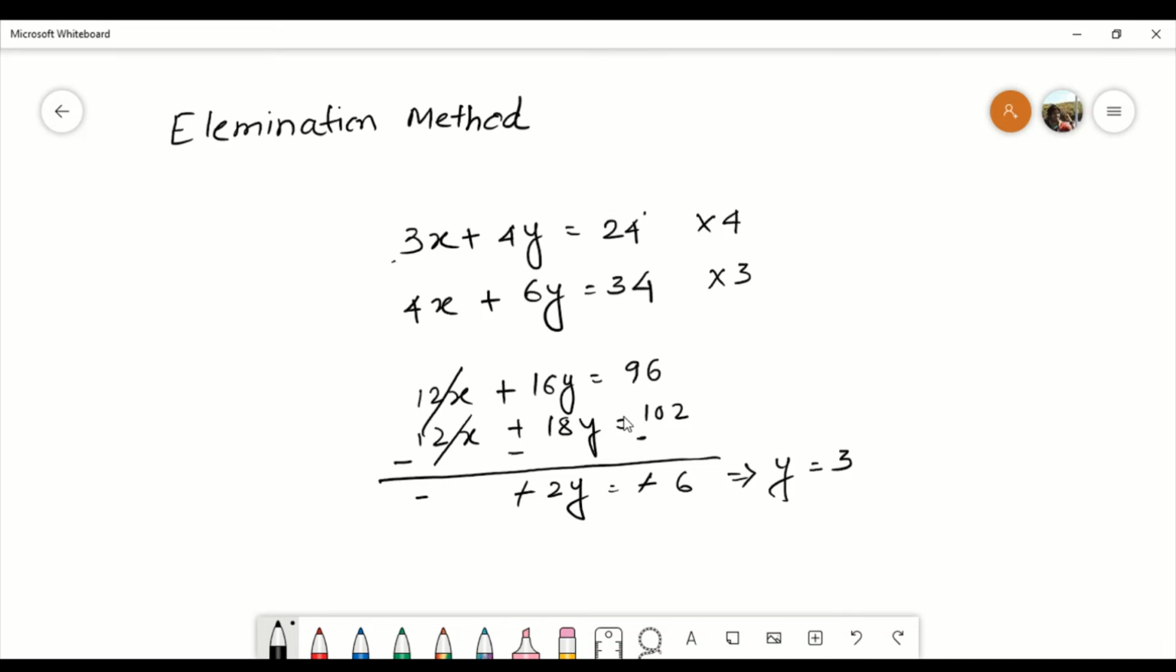And once I get y as 3, I can put it in this equation, like 3x plus 4 into 3 is 12 equal to 24. So 3x is 12 and x is 4. So again we got a solution as 4 and 3 by using the elimination method.